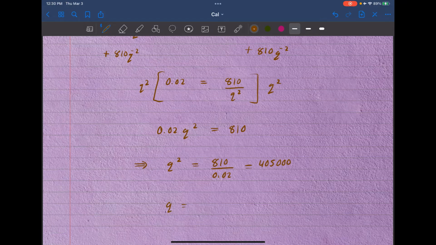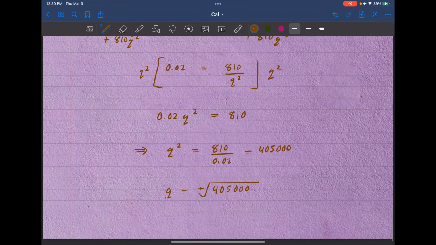Q is equal to the positive square root, because it's quantity that we're looking for, square root of 405,000. And if you put this in your calculator, you will get about 636.39. So we can say approximately 636 units production of lamps will minimize the average cost.